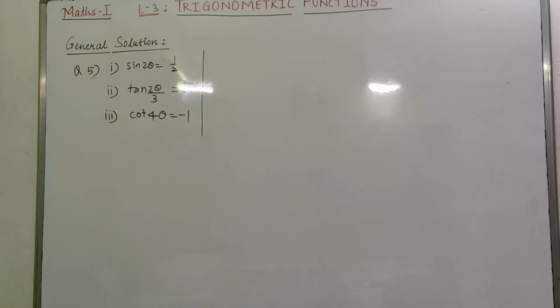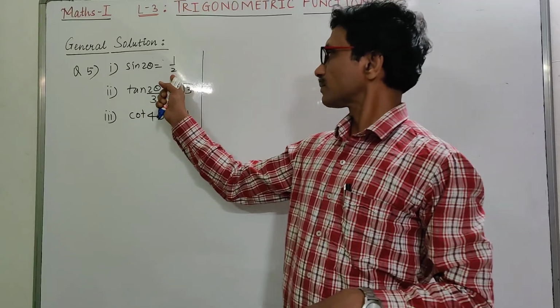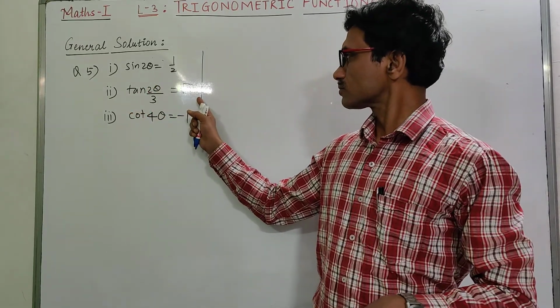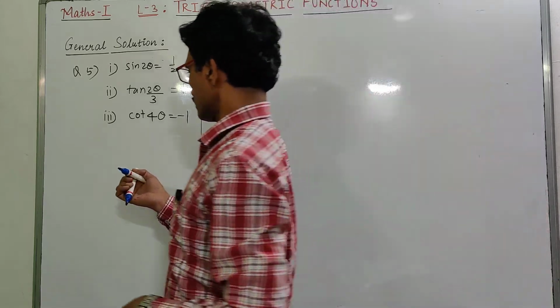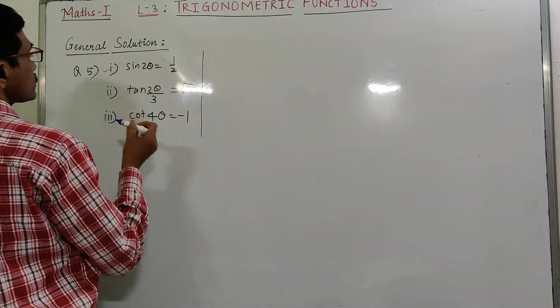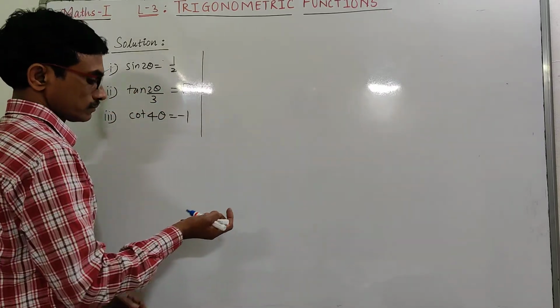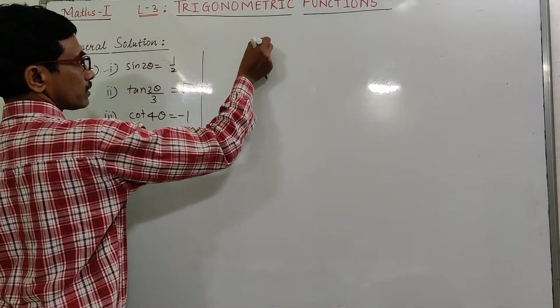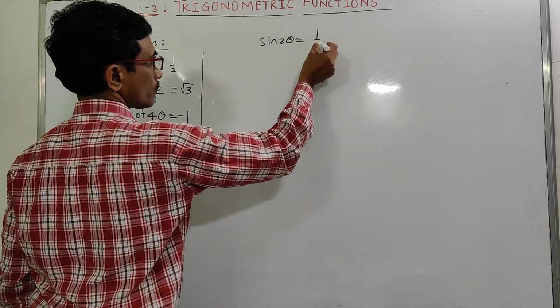Question number 5, we find the general solution of sin 2 theta is equal to 1 by 2, tan 2 theta is equal to root 3, cot 4 theta is equal to minus 1. So let us start with the first question. Sin 2 theta is equal to 1 by 2.